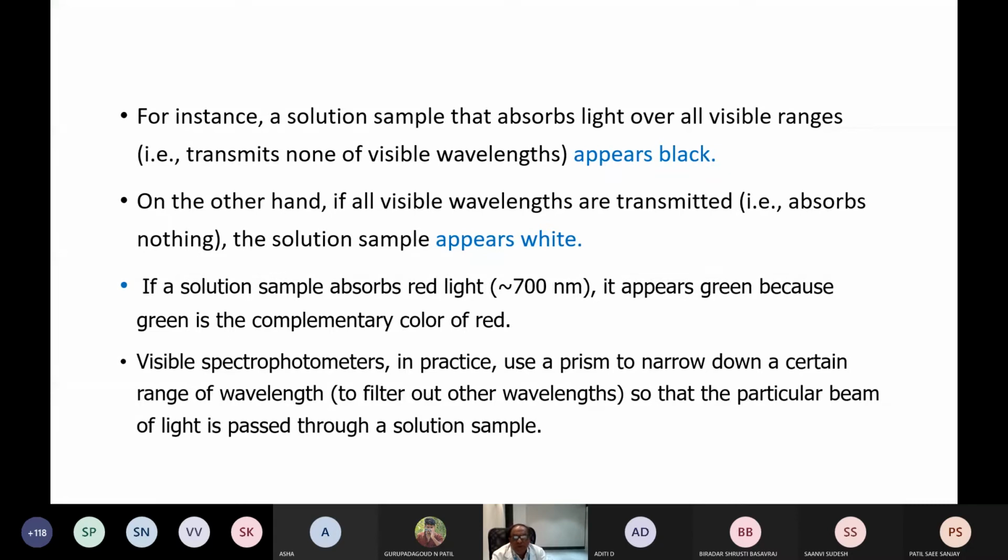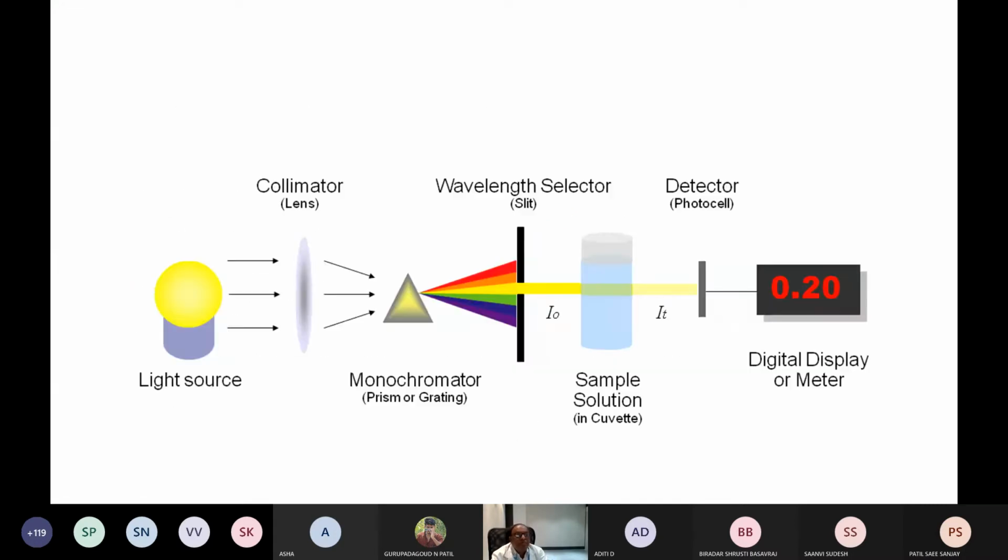In the visible spectrophotometer, they narrow down the light that is passed through, and it will be seen that the maximum amount of the light is absorbed. You can see how this happens. At the left side, the light source is there. In the colorimeter it will be just a tungsten bulb, whereas in the spectrophotometer it can also be a halogen lamp. When the light passes through, the lens will be there.